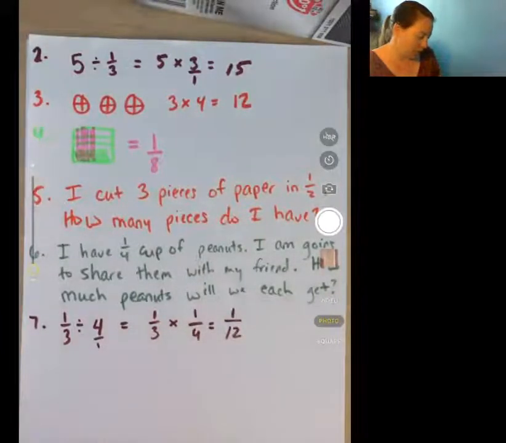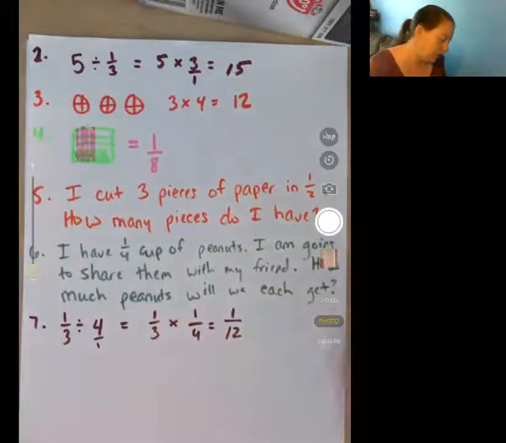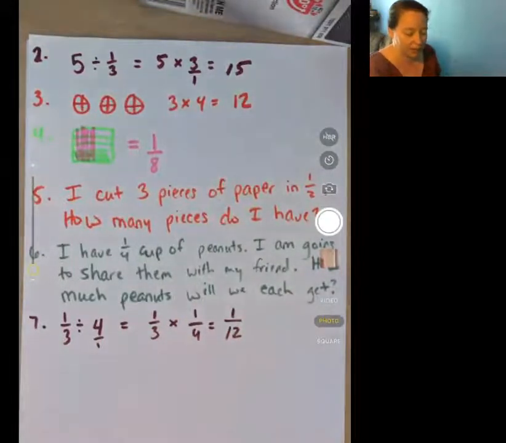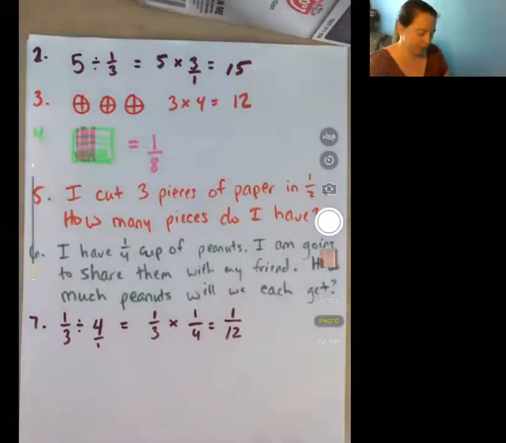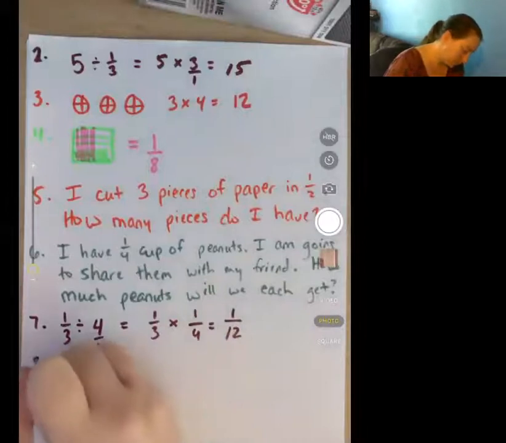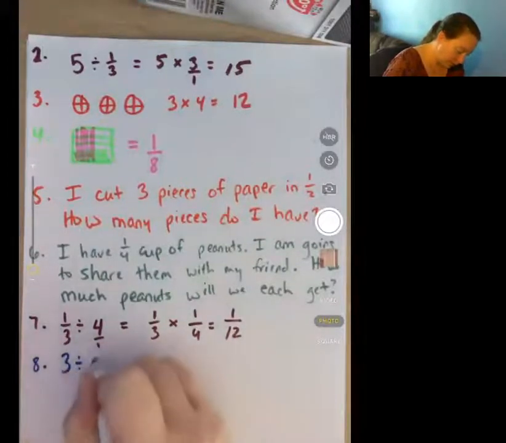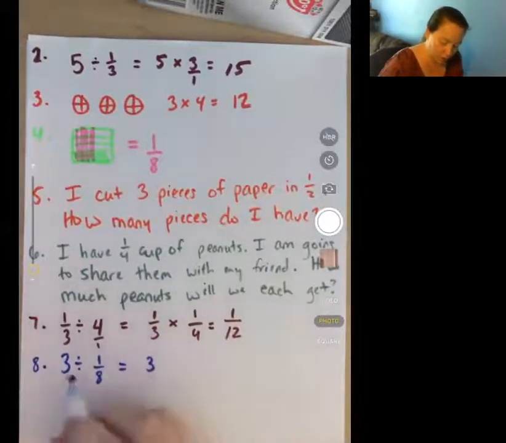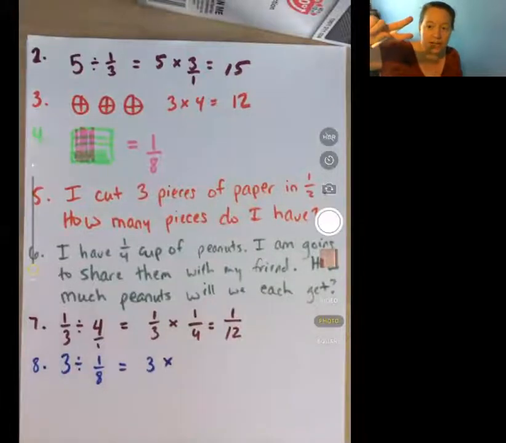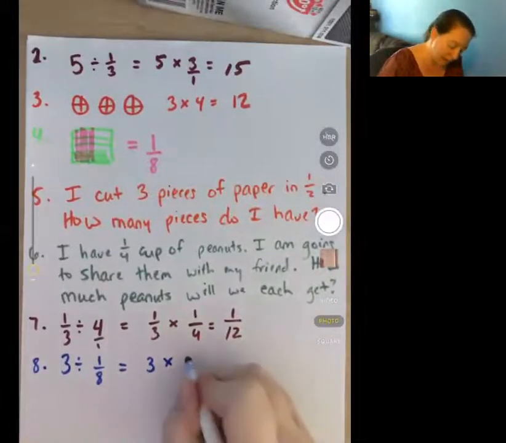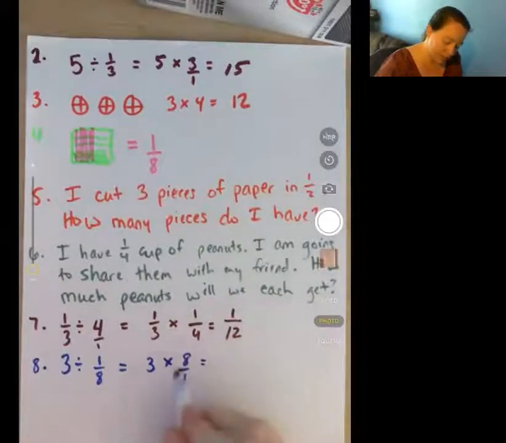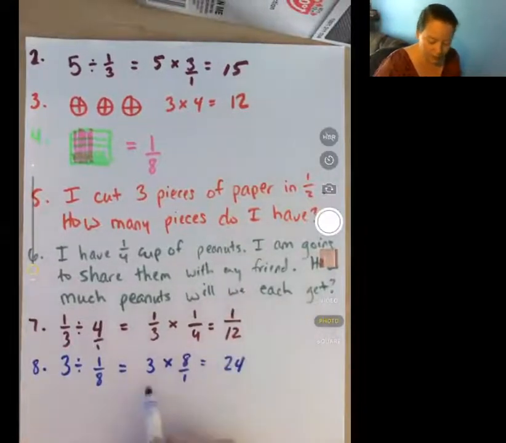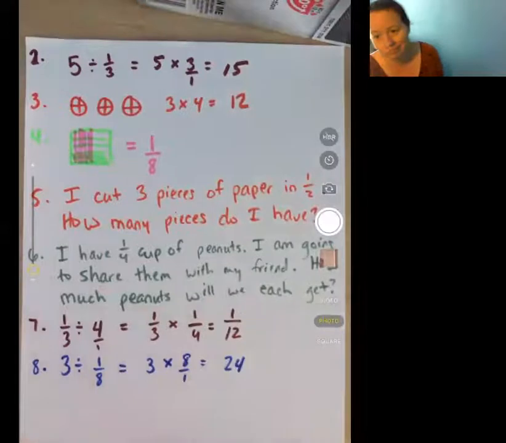Number 8, Huma has 3 apples. She slices each apple into 8ths. How many slices is she going to have? 3 divided into 8ths. The 3 goes over, the division becomes multiplication, the 1/8 flips, becomes 8 over 1. 3 times 8 is 24. 1 times 1 is 1. So we can get rid of that one. There we go.